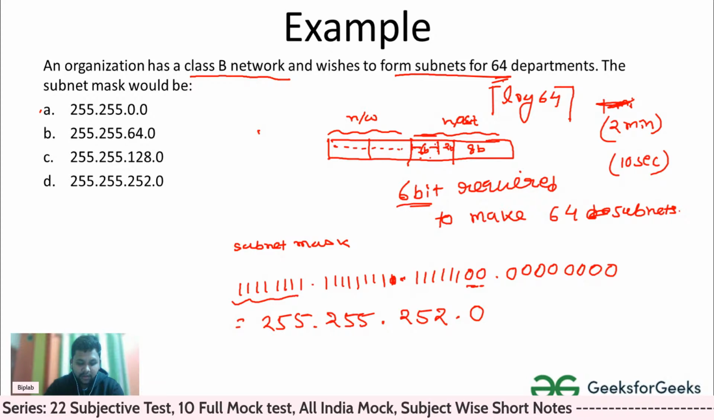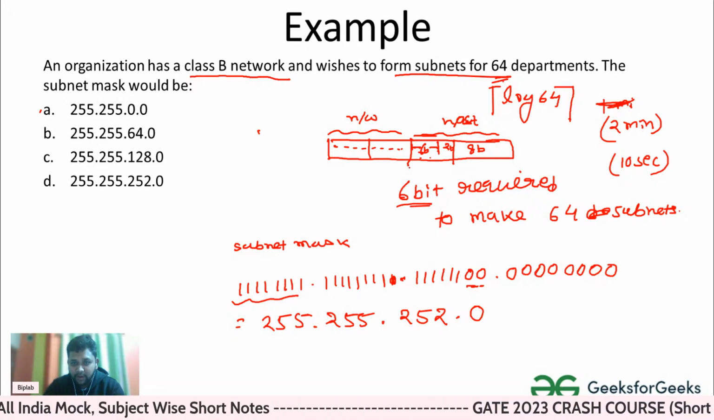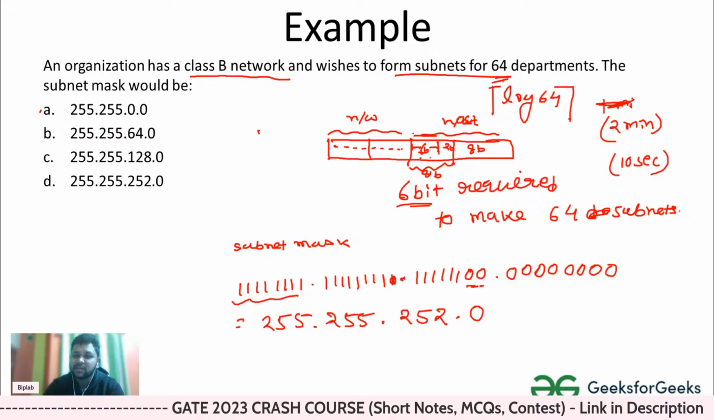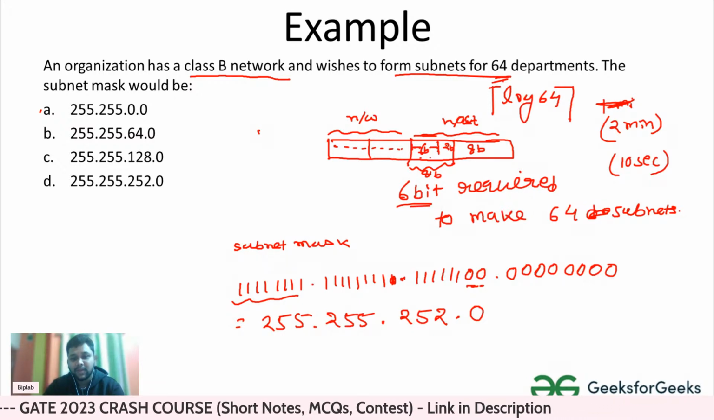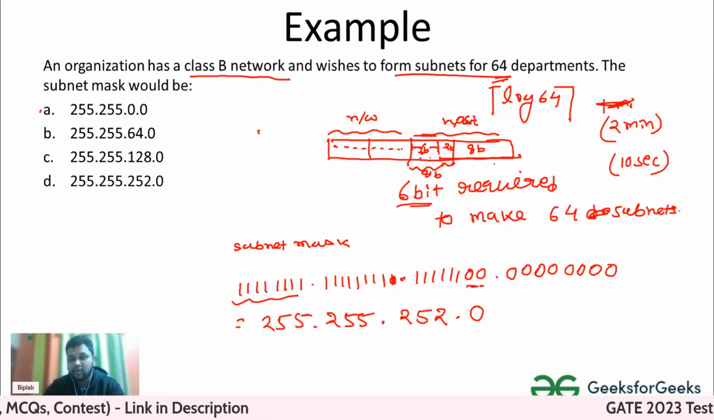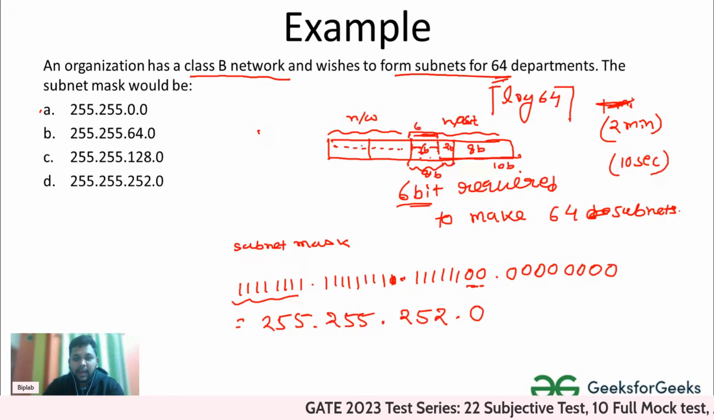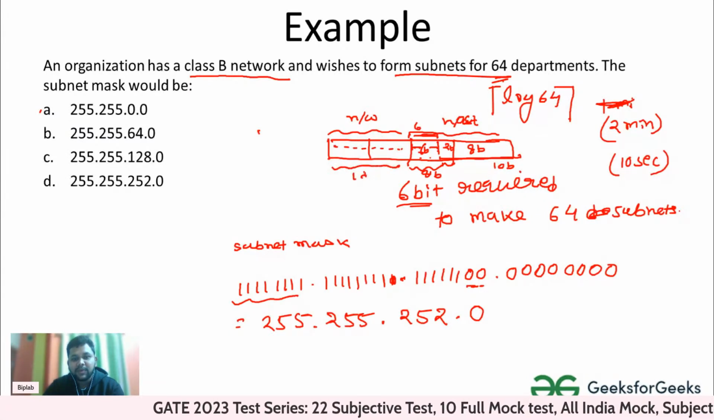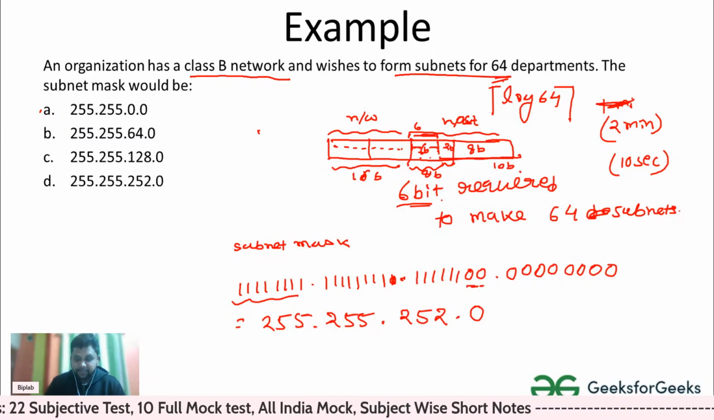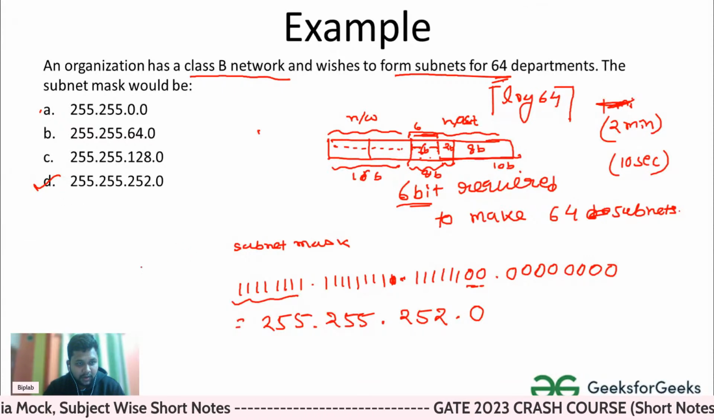So this 6 bits you have taken from the host part. The total octet size was 8 bits, and you have allocated 6 bits to the subnet ID, so you have 2 bits left here. 2 and 8, total 10 bits are left for your host, 6 bits for your subnet, and 16 bits for your network. So D is the correct answer.